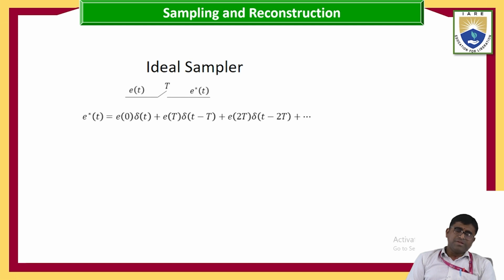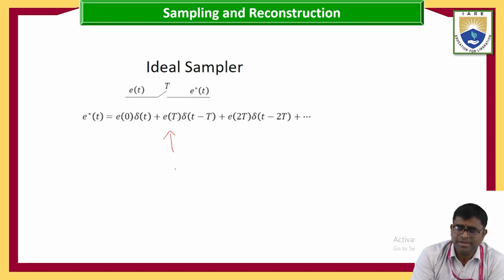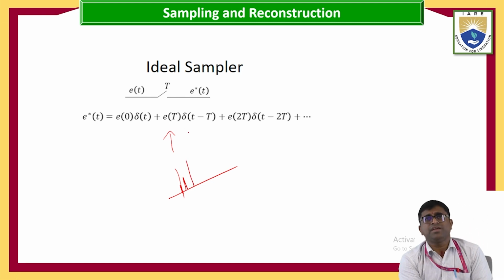Ideal sampler. When you come to the ideal sampler, it is an impulse pulse signal, delta of t. Same process: e power of 0, delta of t, e power of t. First, the first part, e power of 0, is the maximum like this. Okay, e power of t, t minus t.